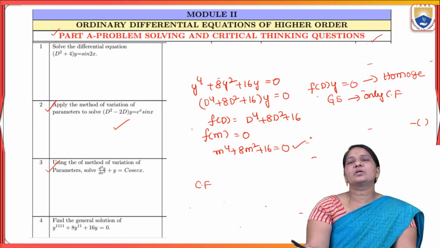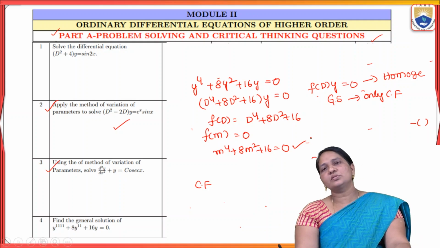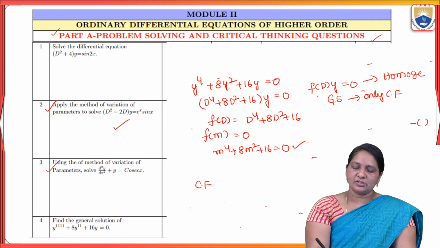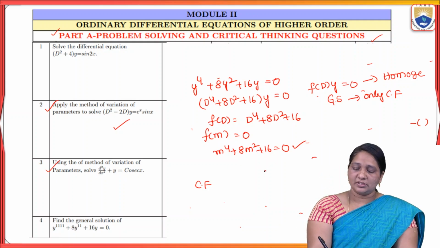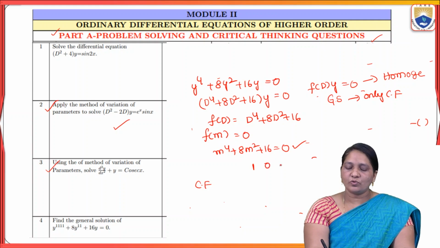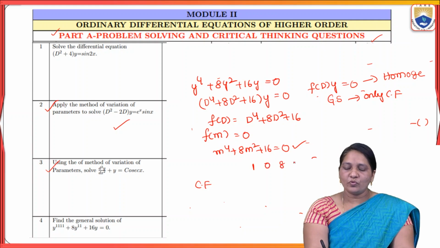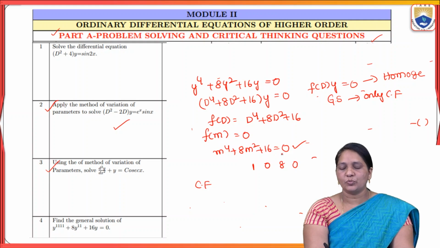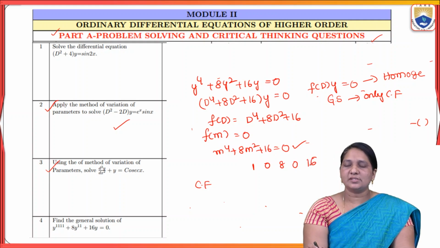So here we can use the calculator also to find out the roots. And otherwise already we know the procedure. We can do this general calculation here. M power 4 coefficient is 1, and here m cube is not there, so that coefficient is 0, and m square coefficient is 8, and m coefficient is 0. Here we are not having the m term, so that constant is 16.